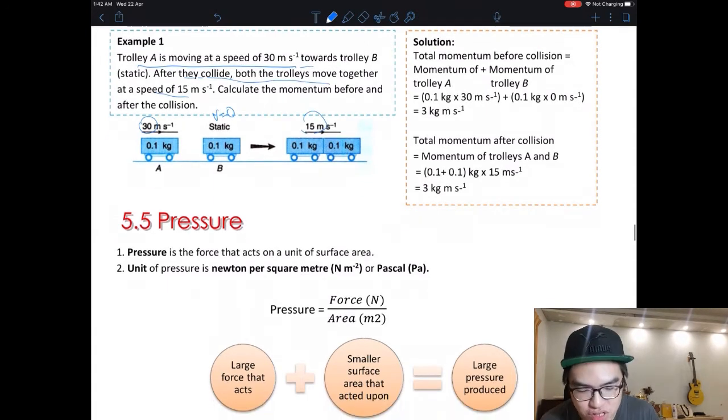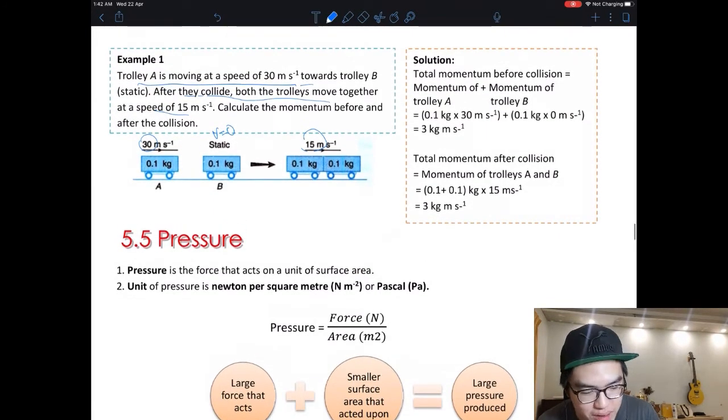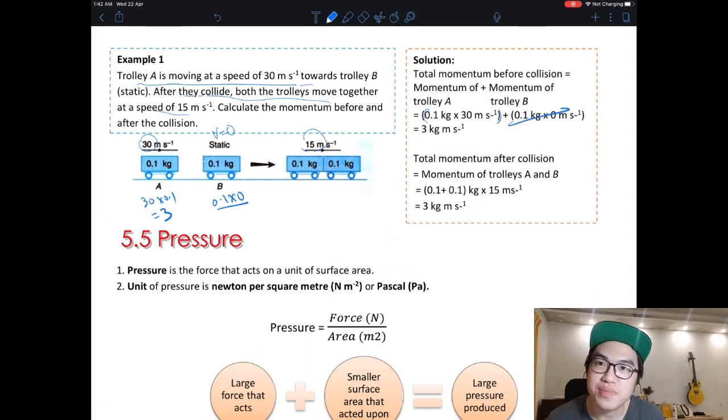So before collision, what's the momentum for A? Momentum for A, I'll calculate here, 30 times 0.1 is 3. So 3 kg, this is for A. For B is 0.1 times 0. Because the speed is 0, so it is 0. So before collision is 3. This is before.